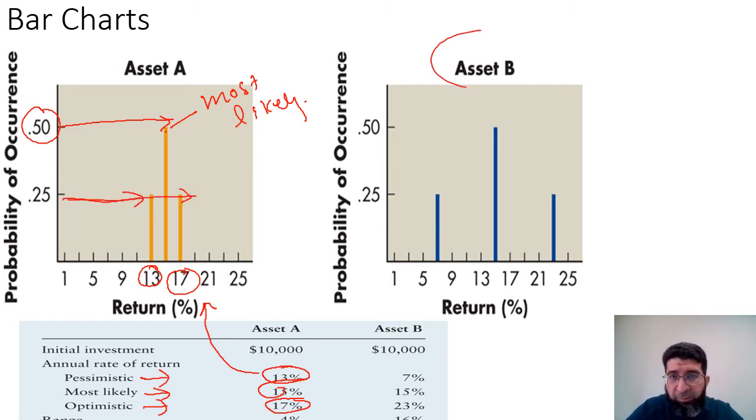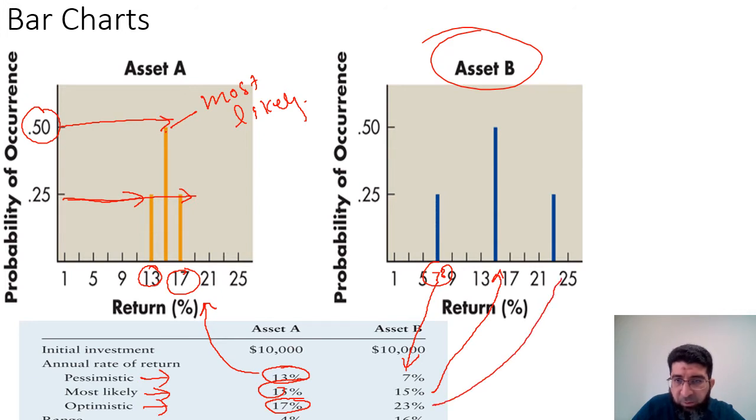In case of asset B, the pessimistic is 7%. So here comes the 7%, which is here, and then we have 15%, which is here, and then we have 23%, which is here. And the probabilities are 25% for this one and 25% for this one, while 50% for the 15% return, which is the most likely.